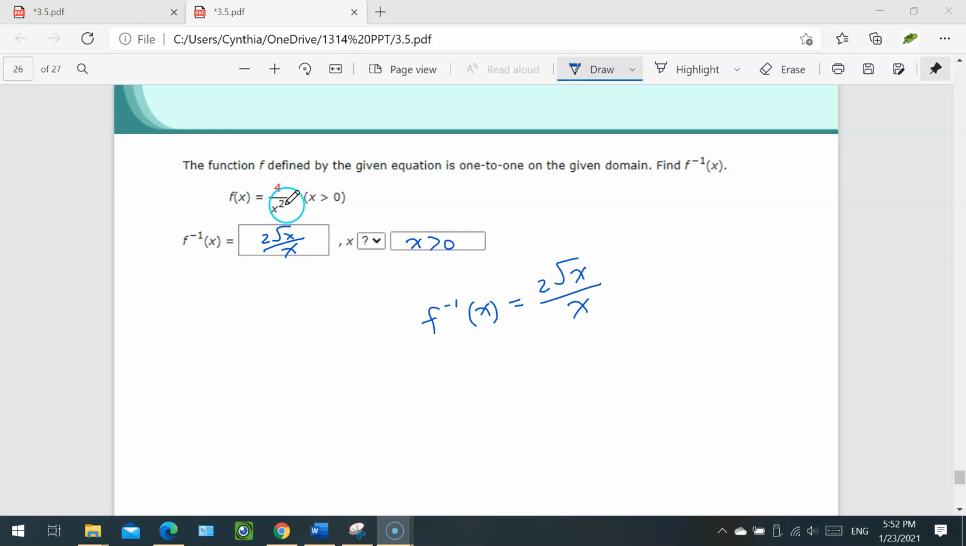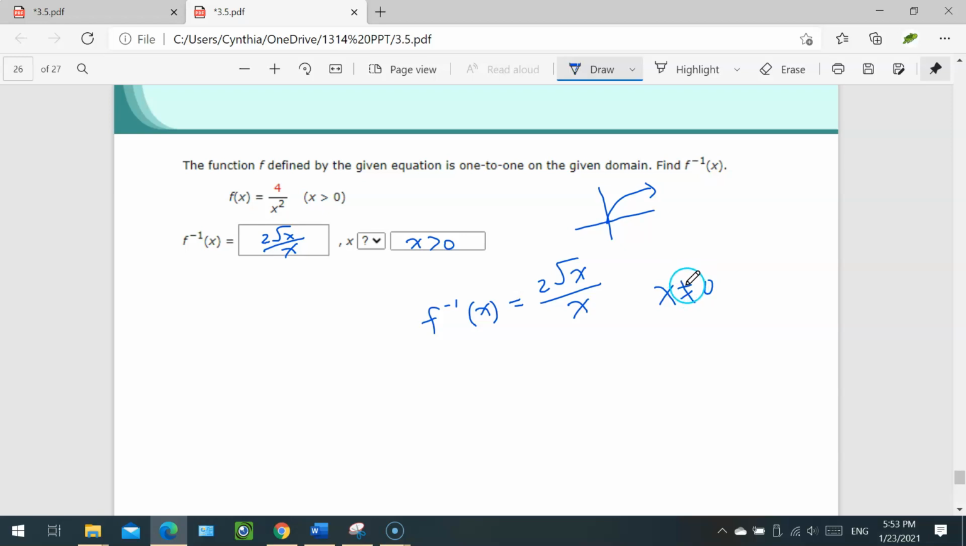From the previous video, we end up with this question, and we solve for the inverse of this f function, which has 2 root x over x. And the reason why I give x greater than 0, not greater than or equal to 0, is because your denominator has x, so we have to make sure x cannot be equal to 0. The numerator has the square root x function.